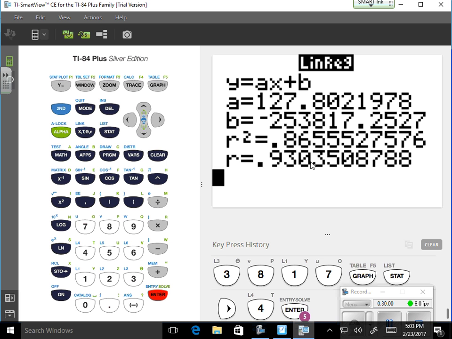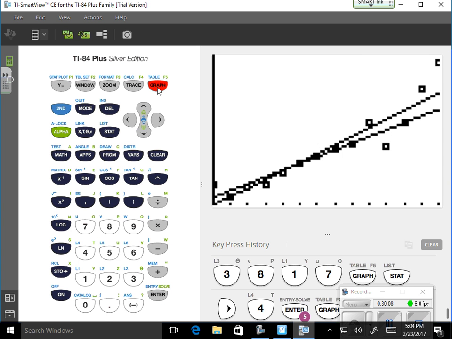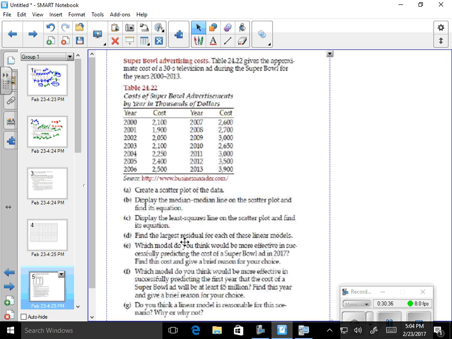Now this one had an R value of 0.93, which was better than the one before. You just need to decide which one of those you think you like better, the median or the linear regression line. I'm going to go with the linear regression line this time, just because it kind of fits the data of what has been occurring most recently. It's a little bit steeper. So that's in Y2.